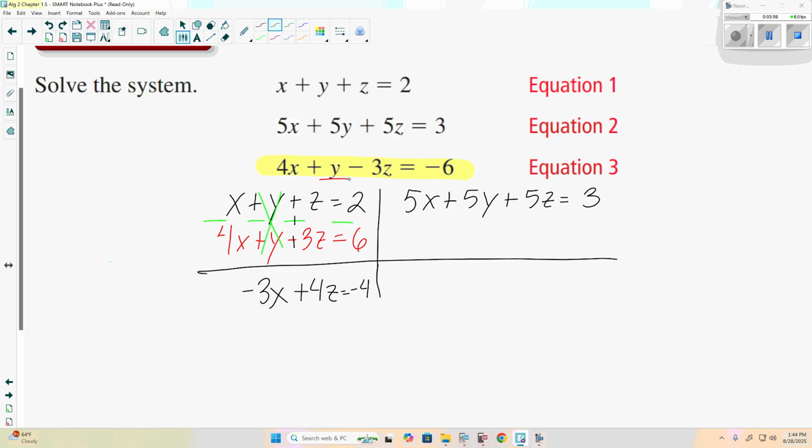Now for the other equation, we need y to match up with 5y, yes? So for those to match up, we need to get those y values to be the same. So for the bottom equation, our 4x plus y minus 3z, we need to multiply this entire equation by 5. Now 5 times 4x is 20x. 5 times y is plus 5y, and 5 times negative 3z is negative 15z. And negative 6 times 5 is negative 30.